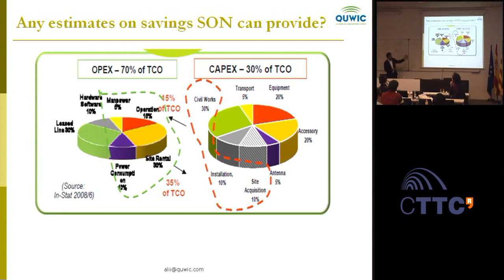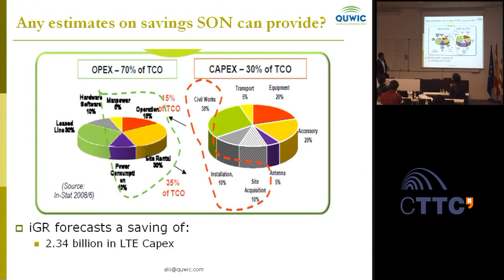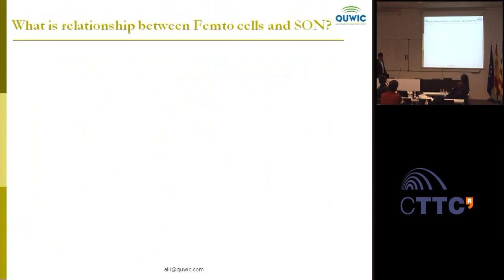Actually, as I said, I am using this figure. This is the actual analysis by Instat. They might have done some calculation based on real numbers, because they sell it for I think $3,000. That's very interesting. So there is an alternative figure if we were interested. IGR forecasts are saying that we will have a saving of 2.34 billion US dollars. So these are the numbers.